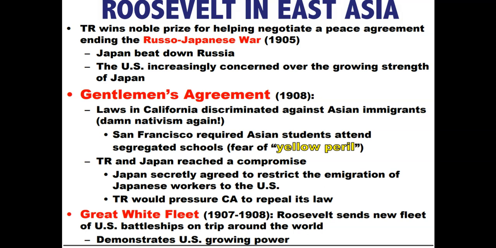Now, the Great White Fleet. TR wanted to demonstrate to the world that the United States basically had power. Between 1907 and 1908, Roosevelt sent basically a new fleet of U.S. battleships on a trip around the world. In this case, he sent a whole bunch of these military forces around the world in order to demonstrate the growing power of the United States.